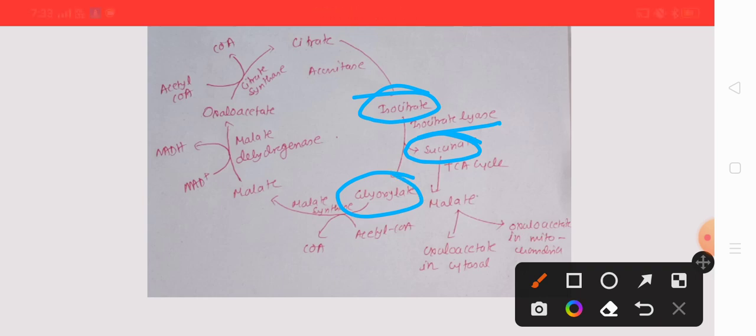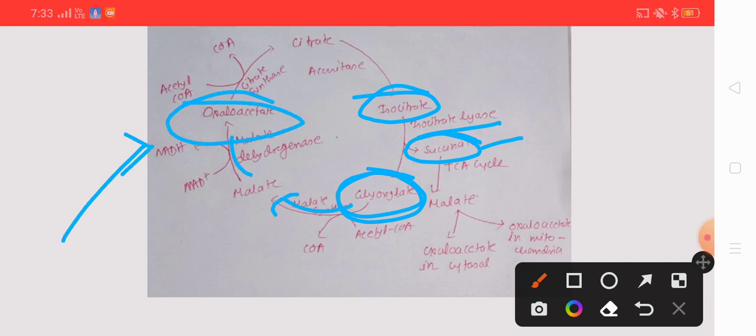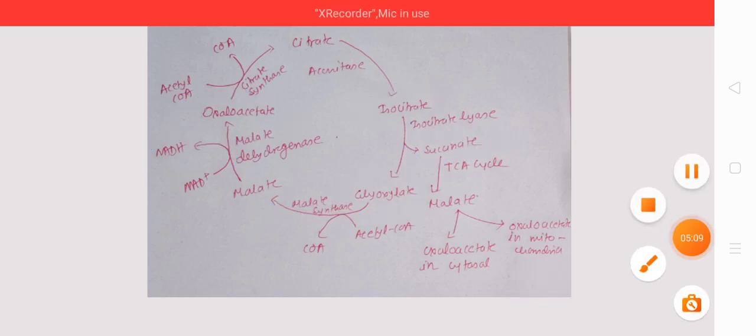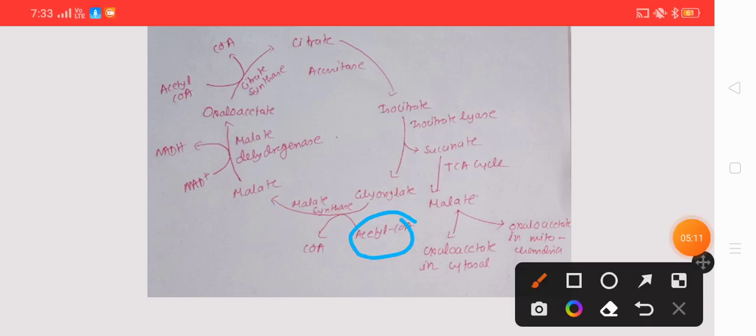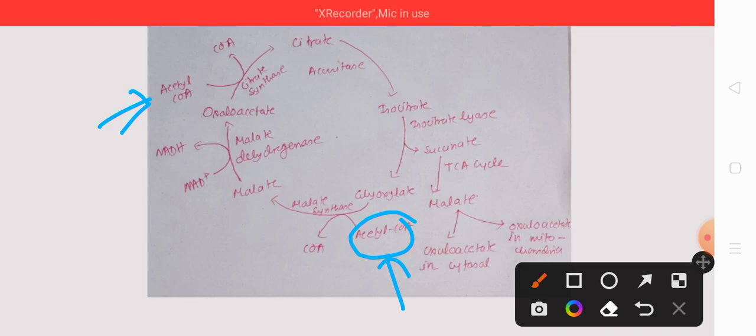This succinate will be liberated, and this glyoxylate cycle, with the help of some subsequent steps, again regenerates oxaloacetate. This glyoxylate will be condensed with another acetyl CoA. That's why in the introduction I told you that two molecules of acetyl CoA will take part and give us one molecule of succinate. I hope it is now clear to you. The malate synthase enzyme facilitates this reaction and gives us malate.